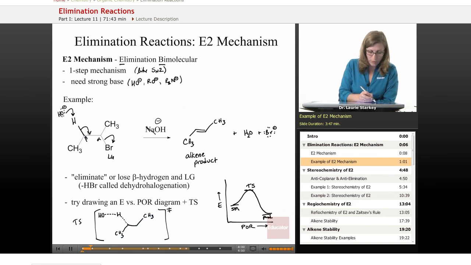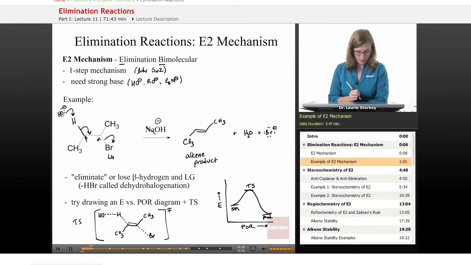We are also forming a pi bond between these two carbons, so we'll show a partial double bond being formed between those two. And finally, our leaving group is leaving, so we're breaking the carbon-bromine bond, and we'll draw that as a partial bond as well. So 4 bonds are involved in this mechanism being formed or broken.